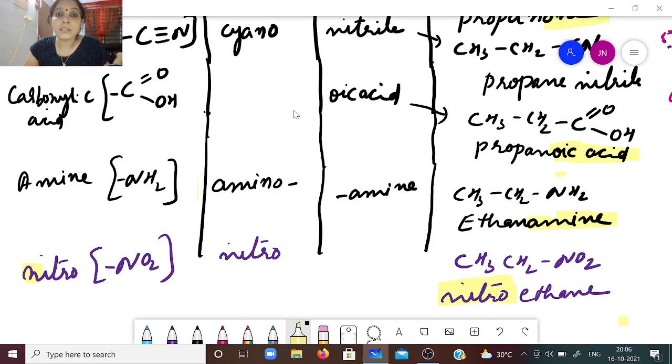So this chart you have to study. First you have to study this chart and write it down somewhere. Whenever you need, you can refer to this and write it in the beginning. Later you will become familiar with this.